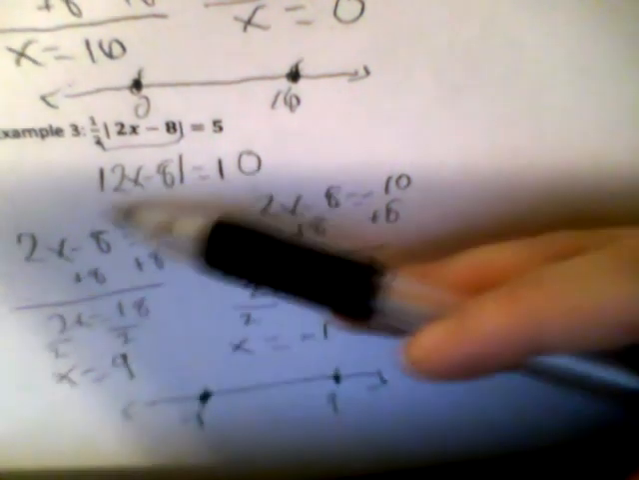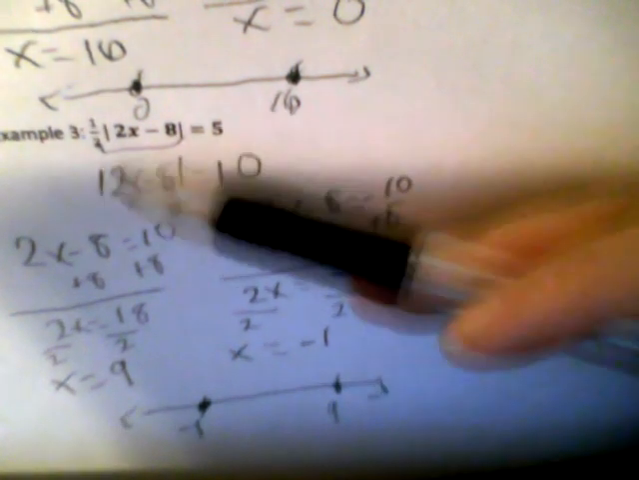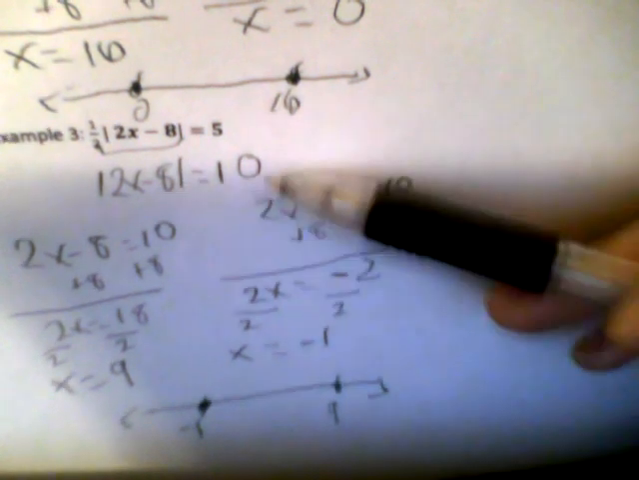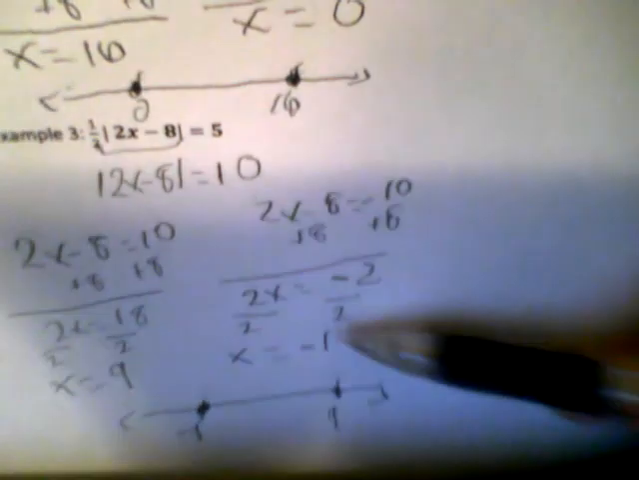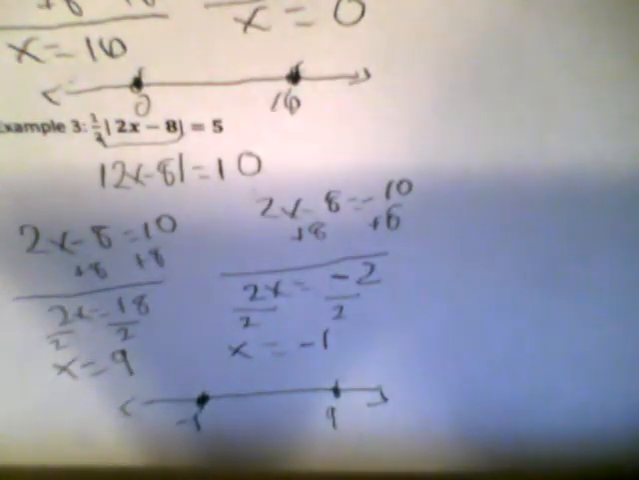When I plug in 9 for x, 2 times 9 is 18. 18 minus 8 is 10, and the absolute value of 10 is just 10. So both of these solutions would work for x.